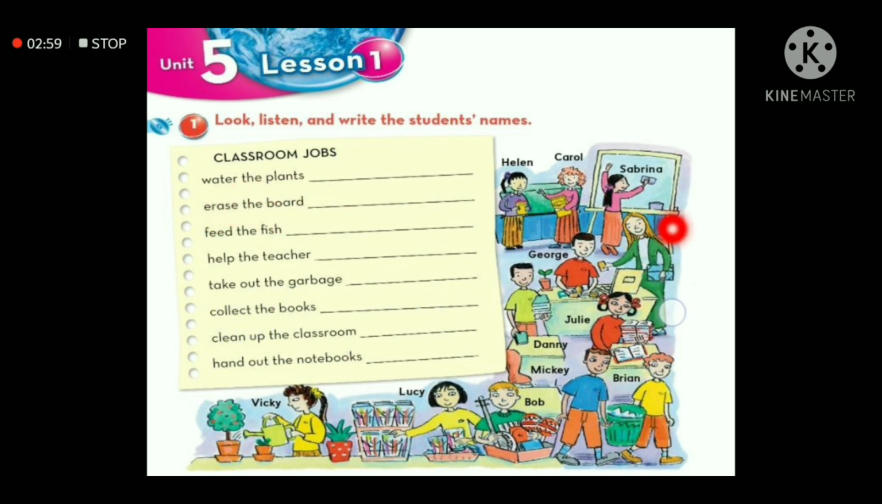Look at the picture. Who is watering the plants? Let's see. We have Vicky. This is Vicky. She is watering the plants. Okay. Erase the board. Look at the picture. Erase the board. We have, yes, Sabrina. Excellent. Feed the fish. We have Helen and Carol. They are feeding the fish.